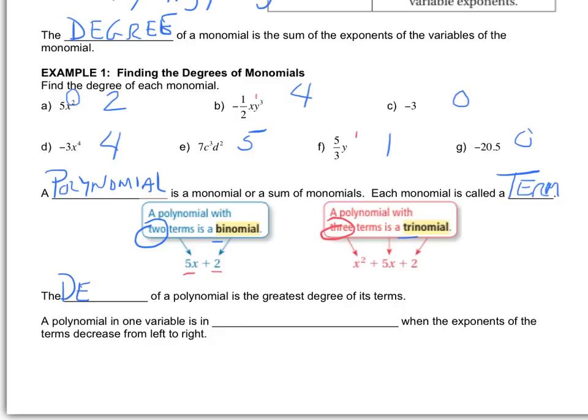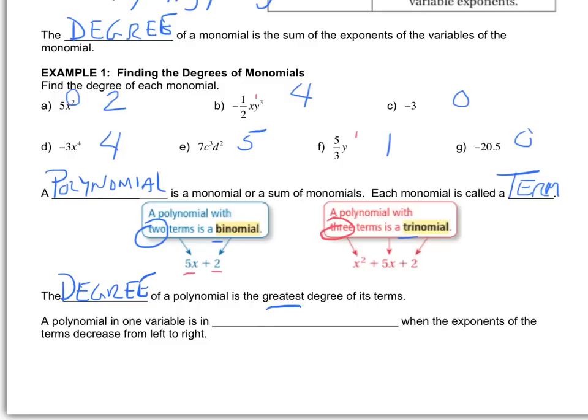The degree of a polynomial is a little bit different than the degree of the monomial. Remember, the monomial degree is you add up all of the exponents on your variables. The degree of the polynomial, though, is the greatest degree of its terms. You will not be adding them together. All you're going to do is focus on each of the monomials separately, and the one that has the highest degree is the degree of the entire polynomial.